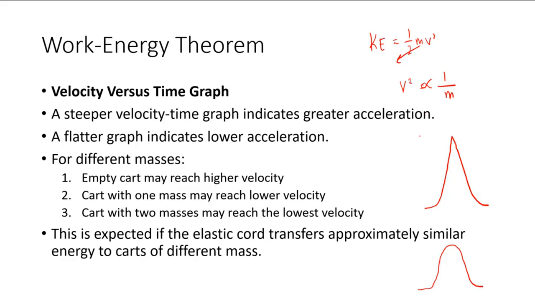That's why if you increase the cart's mass, the velocity decreases, even though the potential energy almost remains the same. Well, this is expected because the elastic cord transfers approximately similar amounts of potential energy to the carts of different masses, and the heavier the cart, the lower the velocity needed to account for a similar amount of kinetic energy.